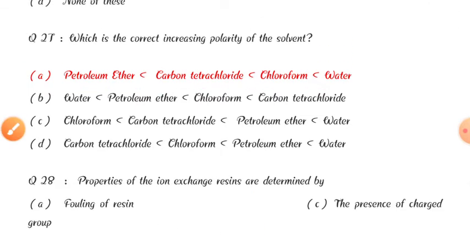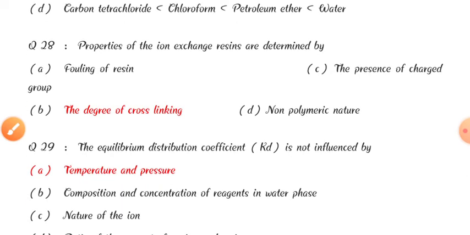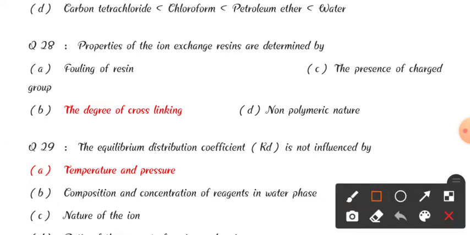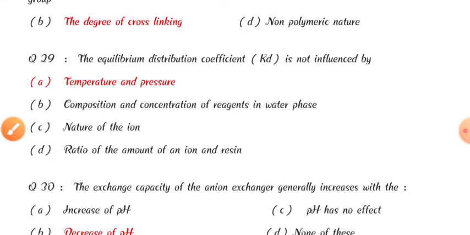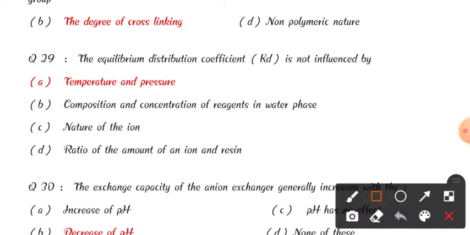Now question number 28: properties of ion exchange resins are determined by the degree of cross linking. Option B is the correct answer, friends. Now next question, question number 29: the equilibrium distribution coefficient is not influenced by, option A, temperature and pressure, which is the correct answer.